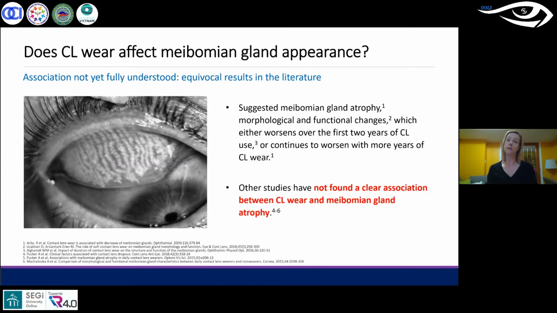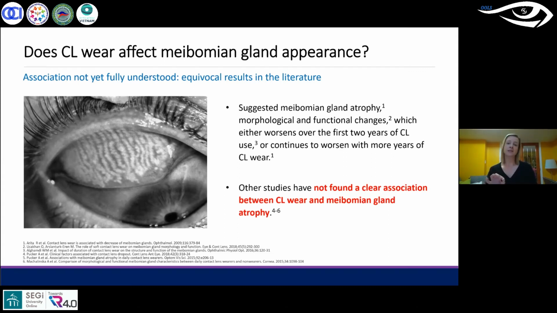We have evidence that has been published on both sides of that argument, saying that by wearing contact lenses, we start over time to see changes to the appearance on meibography of those glands. They maybe start to drop out, look shorter than if you didn't wear contact lenses. There are some studies that say that happens quite quickly within the first couple of years of contact lens wear, and then it seems to stabilize after that. There are a number of equally other studies that will say, no, we haven't been able to correlate those two things together, and we're still not sure really what is happening with Meibomian glands appearance on meibography in our contact lens wearers. So for that at the moment, the jury is still out.